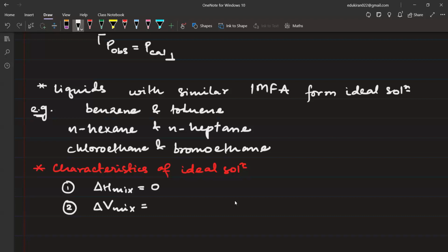So when the gaps between the molecules are the same, the volume is neither going to increase nor going to decrease. That is why it is going to be 0. Delta V mix is also equal to 0.